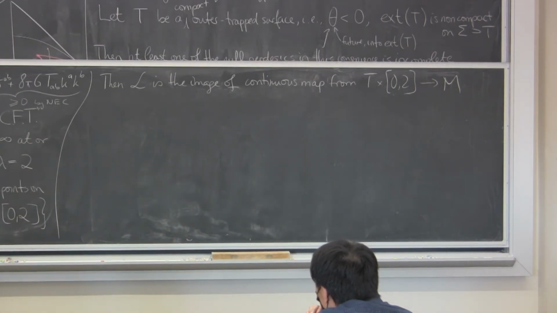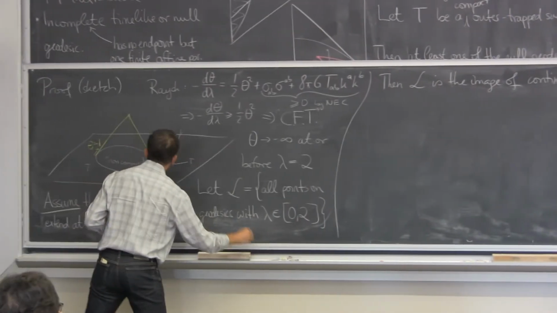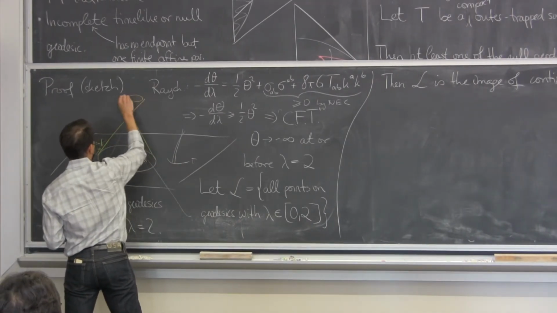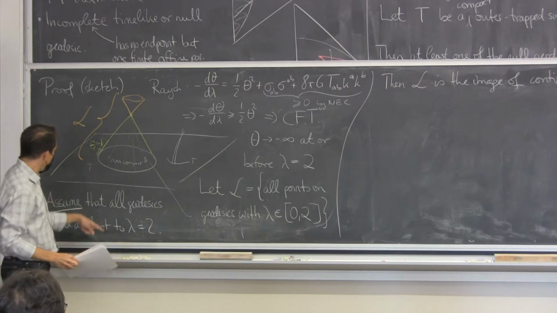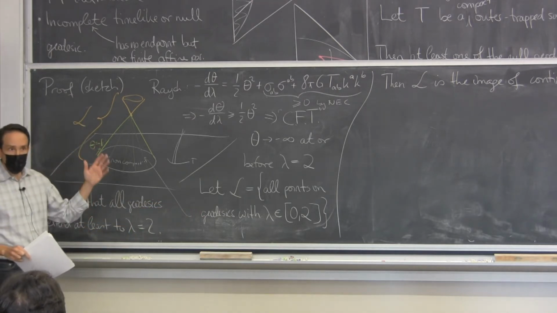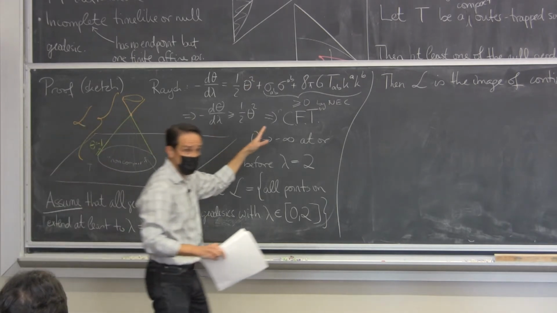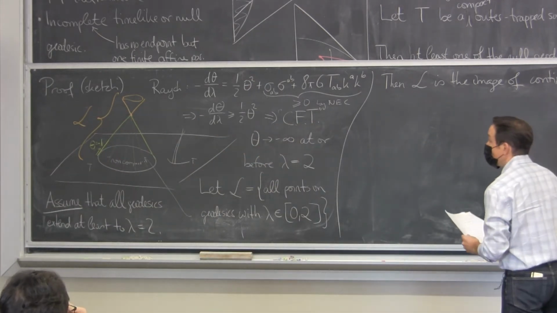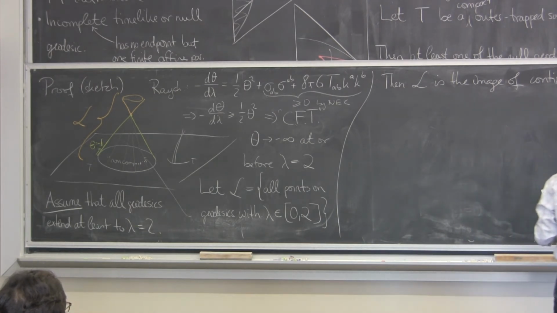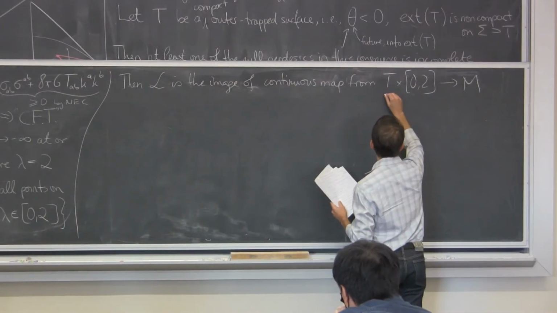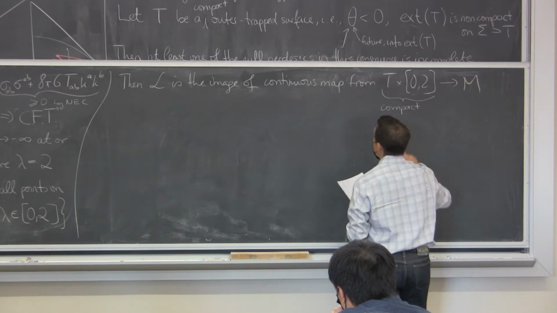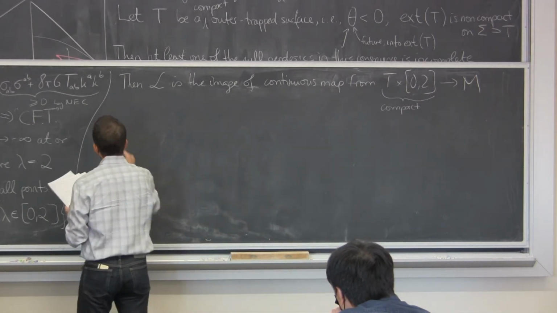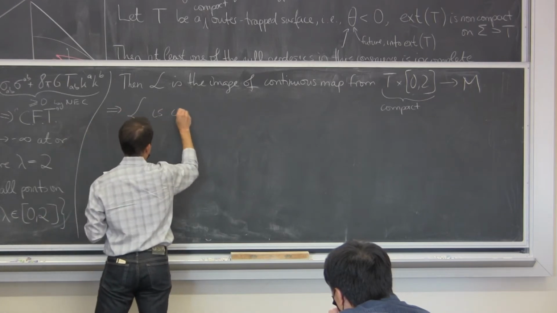So generically, what L would look like is something like this. So L would be this whole thing. We don't care whether there are any caustics along the way. We keep going if we need to. We go until lambda equals 2. Now, this here is a compact set, since T is compact and this interval is. So L is compact. This is very important.